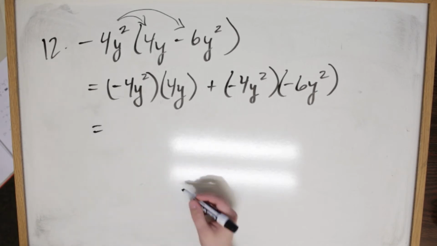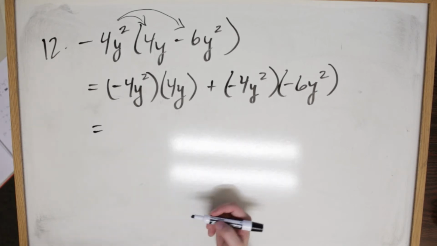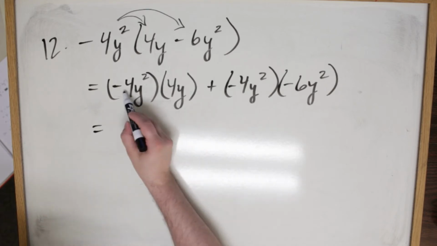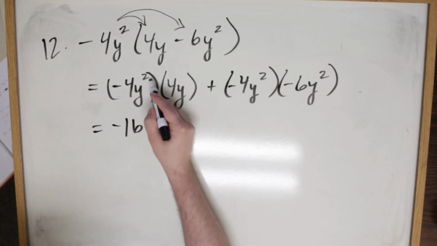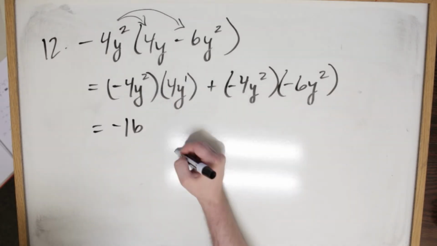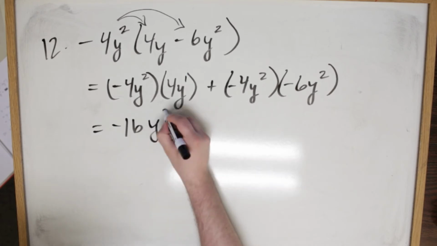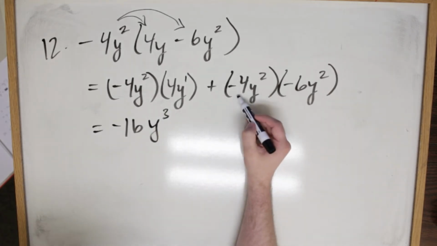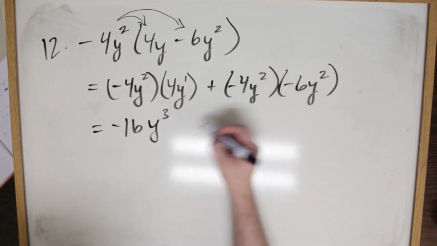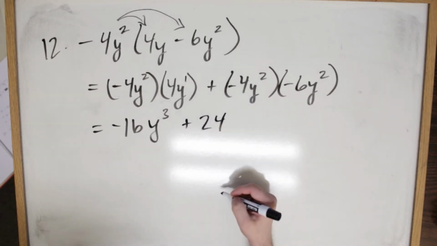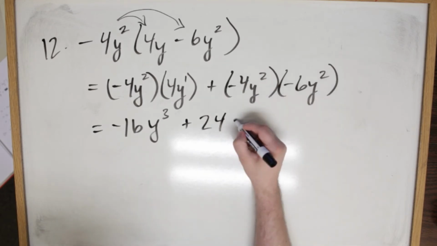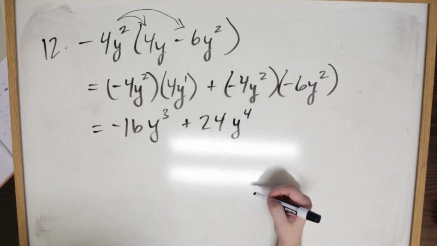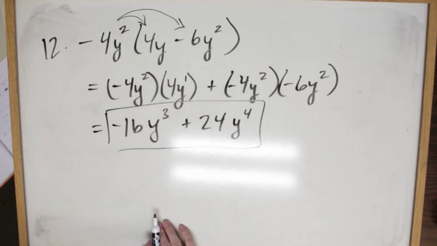And now I can go ahead and use the properties of exponents that we talked about the last time. I can do minus 4 times 4, which is a minus 16. A y squared times a y is going to be a y to the third. Over here, I've got a minus 4 times a minus 6, which is going to be a positive 24. I have y squared times y squared, which is going to be y to the fourth. I'm adding those exponents together. Okay, so this right here is our final answer.